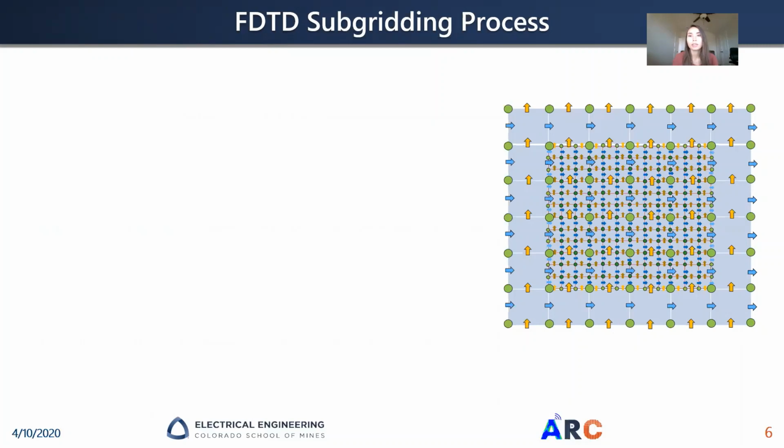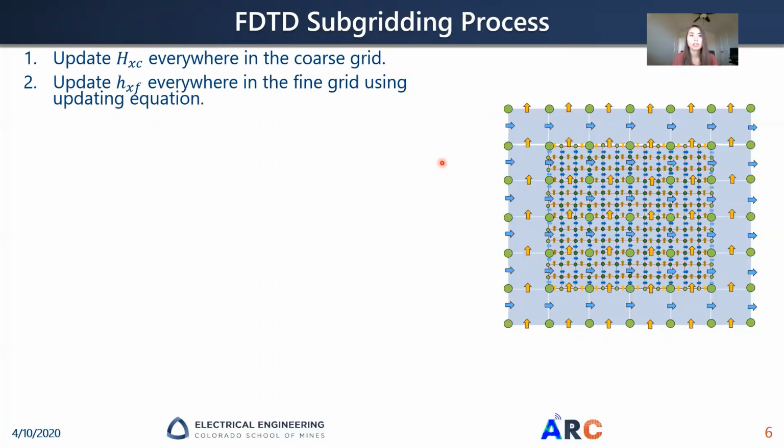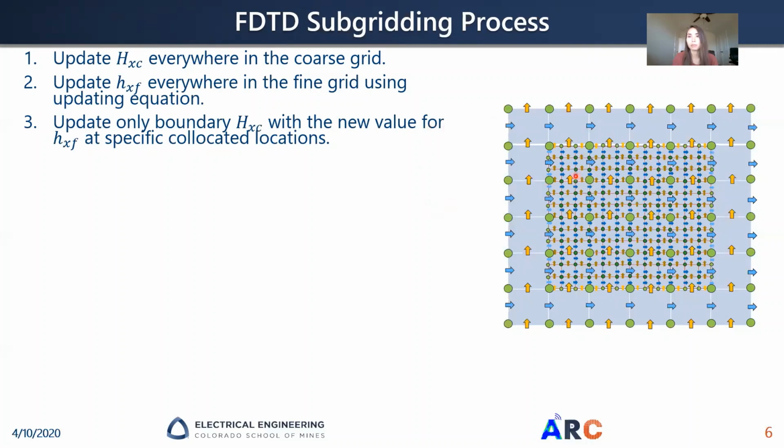So the finite difference time domain subgridding process involves first updating the coarse magnetic fields in the x direction, which is what HXC stands for, magnetic fields in the x direction of the coarse grid, everywhere in the coarse grid. So all these blue arrows, we're going to be updating the entire grid. And then next, updating all the fine magnetic fields in the x direction everywhere in the fine grid using an updating equation. So all of these smaller blue arrows within this grid. Next, updating only the boundary magnetic fields in the coarse grid. So these large blue arrows we're going to update with the value we found from step 2 for the smaller blue arrow located underneath this.